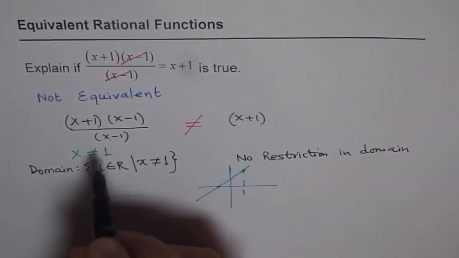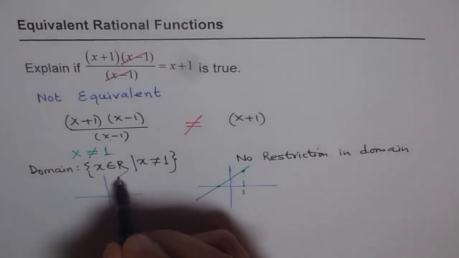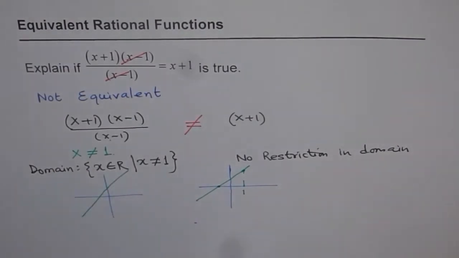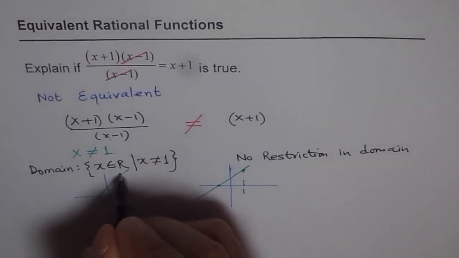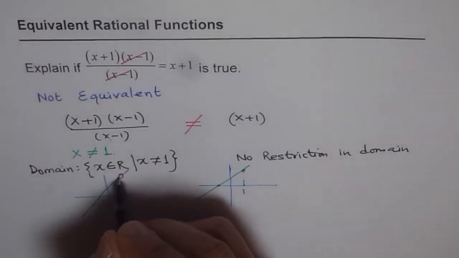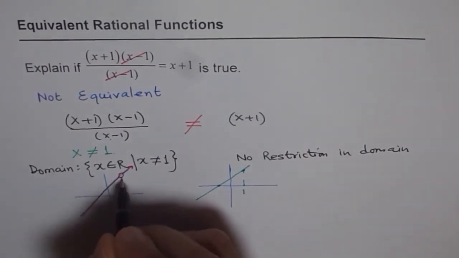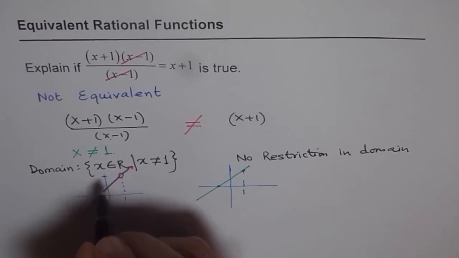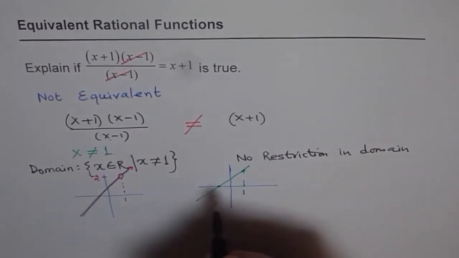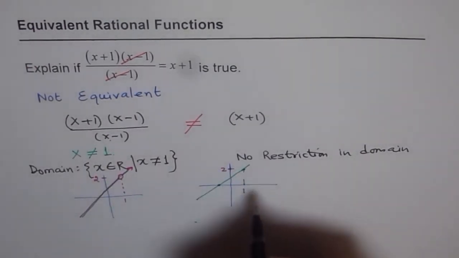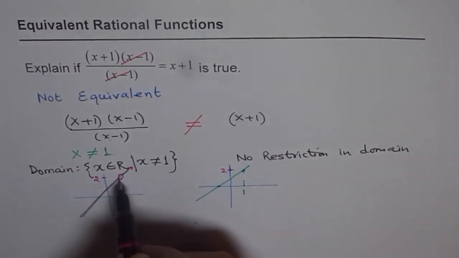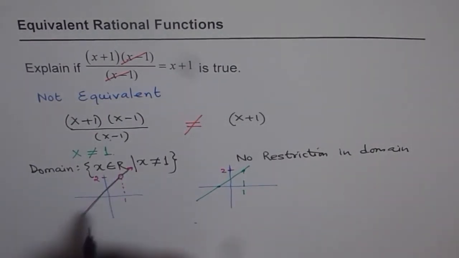So how will the graph of this function be? The graph of this function will not be like this, but it will have a hole at x equals 1. This point, right? So the graph will actually be like this. Do you see that? That is the difference. At x equals 1 and y equals 2, there will be a point in this function, but in the other function, there will be a hole. Therefore, these are very different functions.